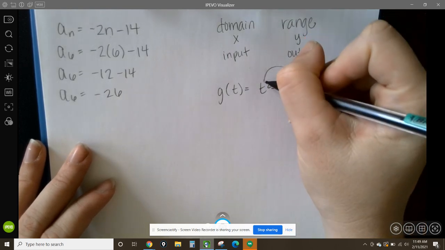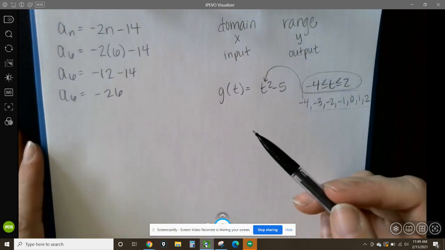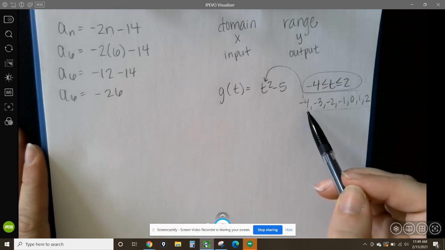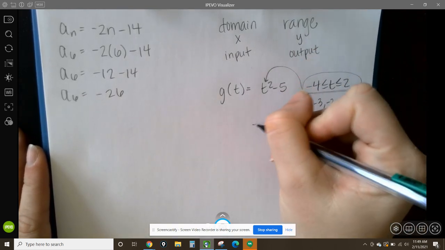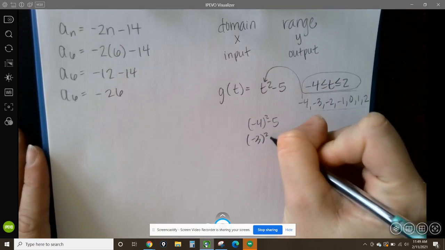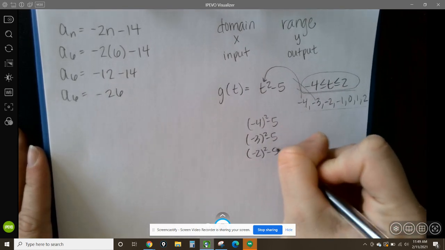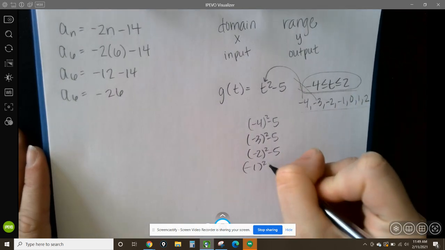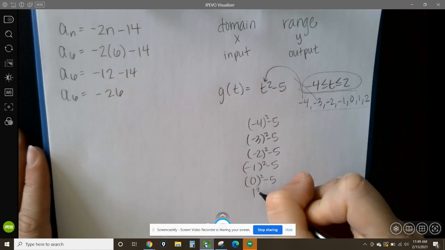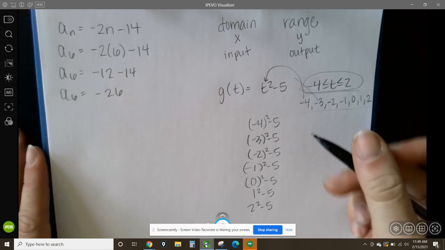So what you're going to do is plug these in for t, each one of them, and see what you get for your output, your range, because that's what they're asking. What is the range if this is the domain? So I'm going to plug each one of those in. If I plug in -4 squared minus 5, and then I'm going to plug in -3. I'm just going to write all these down first, and then I'll evaluate them. -2 squared minus 5, -1 squared minus 5, 0 squared minus 5, 1 squared minus 5, 2 squared minus 5. Okay, so these are all the things that I need to evaluate.